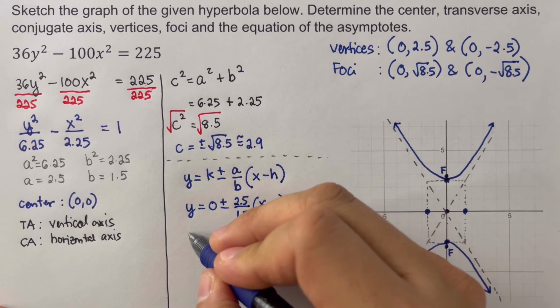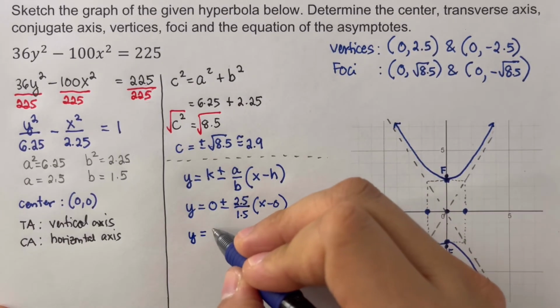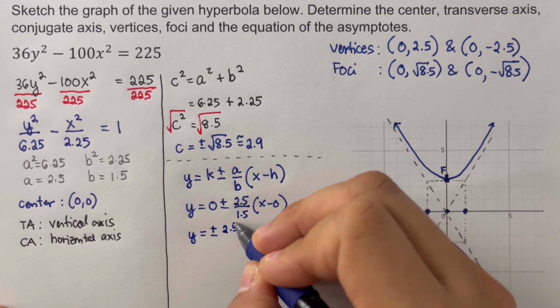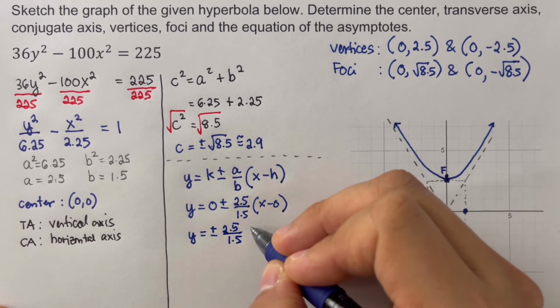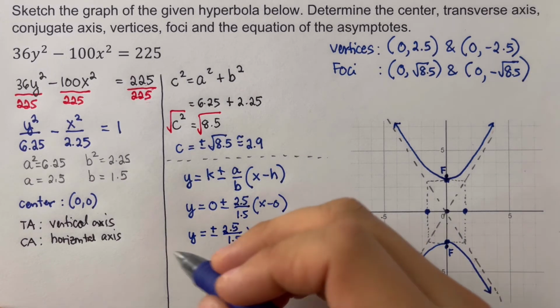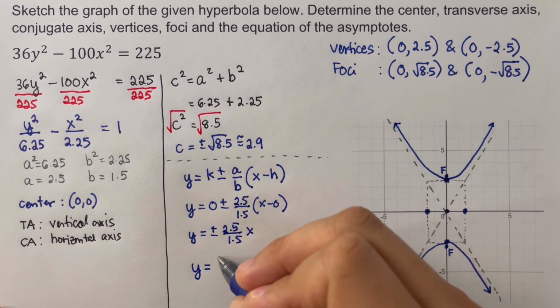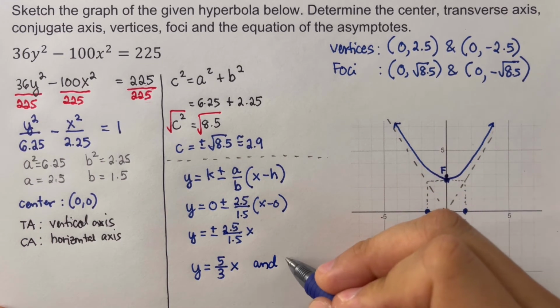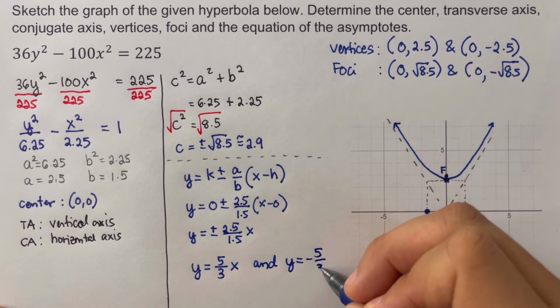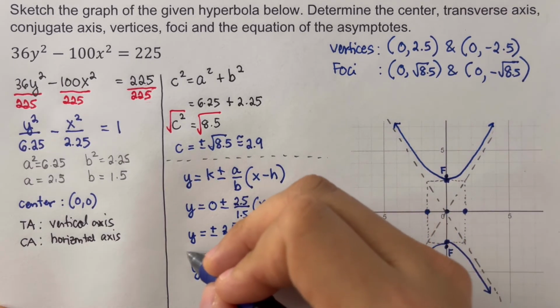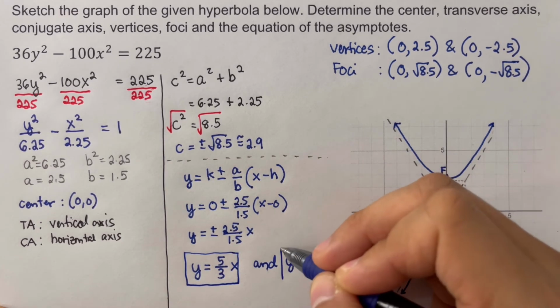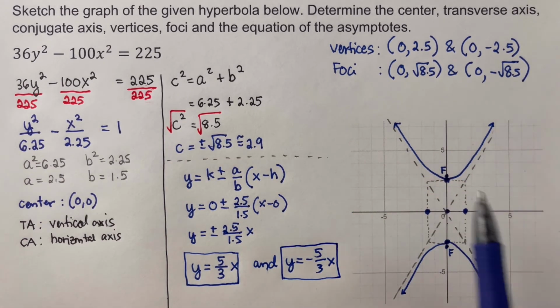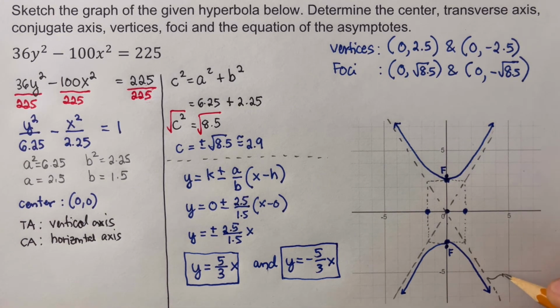So we can go ahead and say that the equation comes out to be plus or minus 2.5 over 1.5x. Now, if we simplify this, it comes out to y equals 5 over 3x, and the other asymptote would be y equals negative 5 over 3x. So these are the equations of the two asymptotes. The negative asymptote represents this, while the positive asymptote represents this one. So we can go ahead and label the equations of the asymptotes.